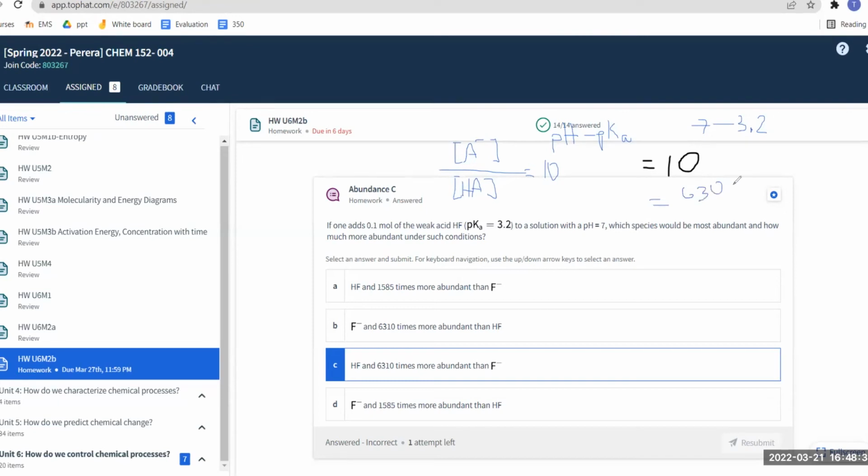6309, around that. So that means for every one weak acid, you have 6,309 conjugate base. Do you agree? Yes. Okay. Now, which one is dominant there?